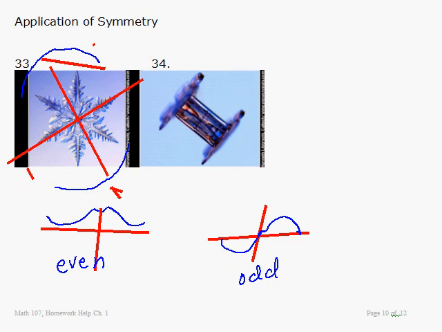Actually, 6 is the magic number for a snowflake. It has to do with how the water crystals are, and the fact that it freezes and reforms as it grows.